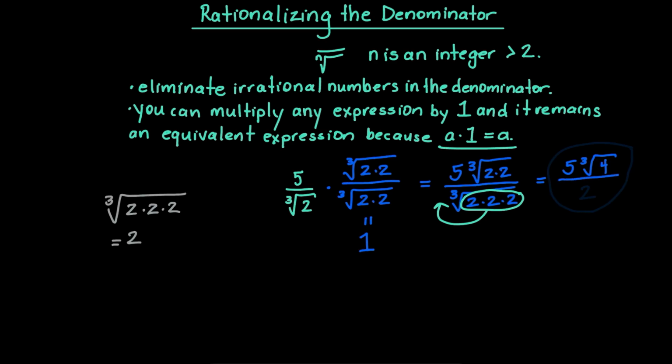And then in the denominator, I now have 2. I always double check, can 5 over 2 simplify? And it does not. So my final answer is 5 times the cube root of 4 divided by 2.